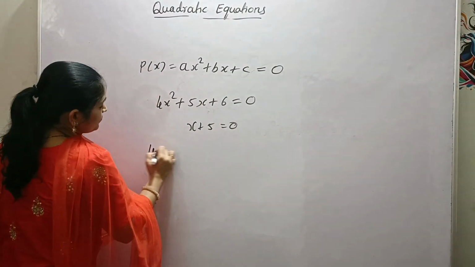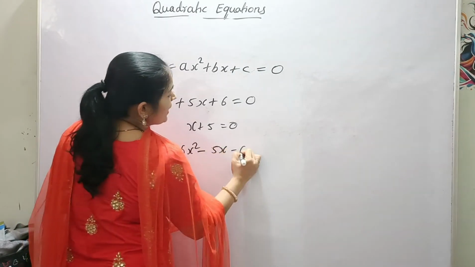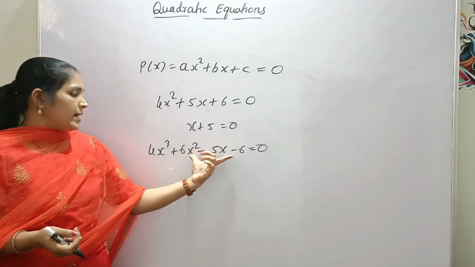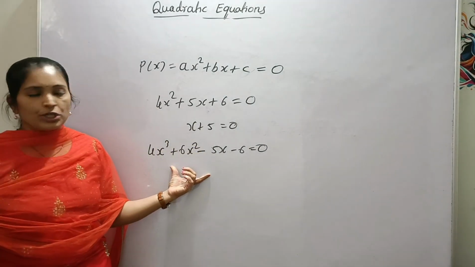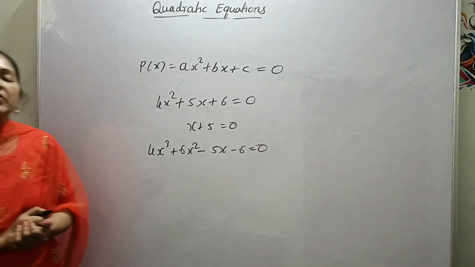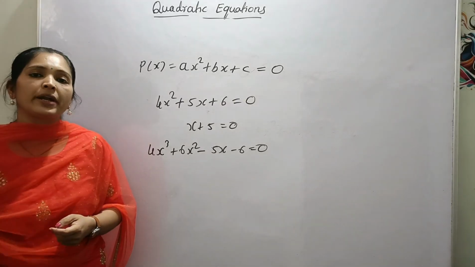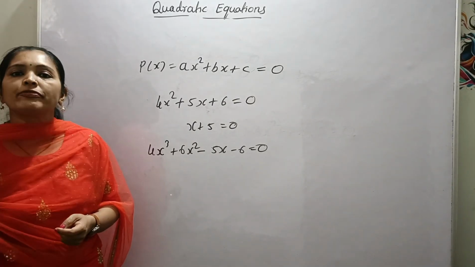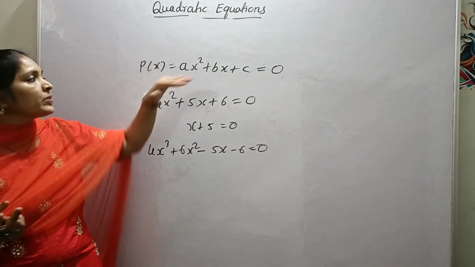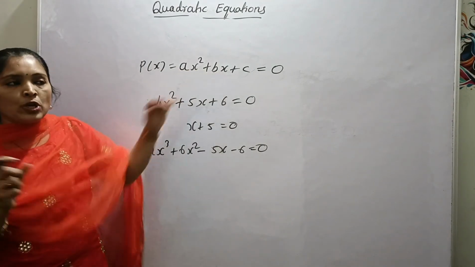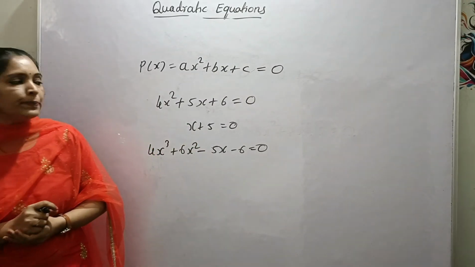See another example. 4x cube plus 6x square minus 5x minus 6 is equal to 0. See here it's a polynomial of degree 3, right? Therefore it is not a quadratic equation. Okay. So here in this chapter we will study how to find the solutions of quadratic equations using a quadratic formula. We will study the quadratic formula to find the roots or solutions of the given quadratic equations. So first of all we will study how to write quadratic equations from word problems.